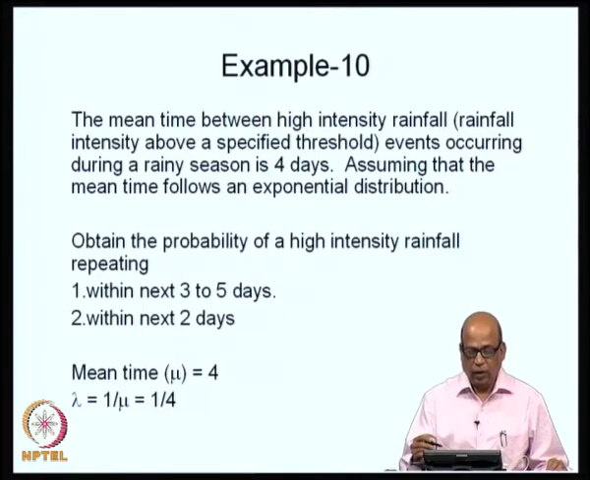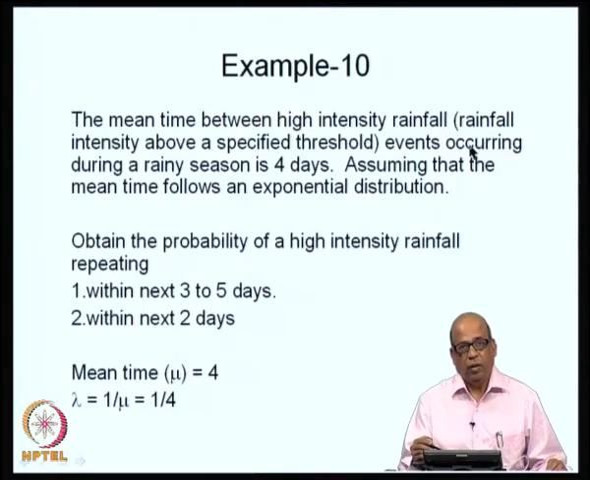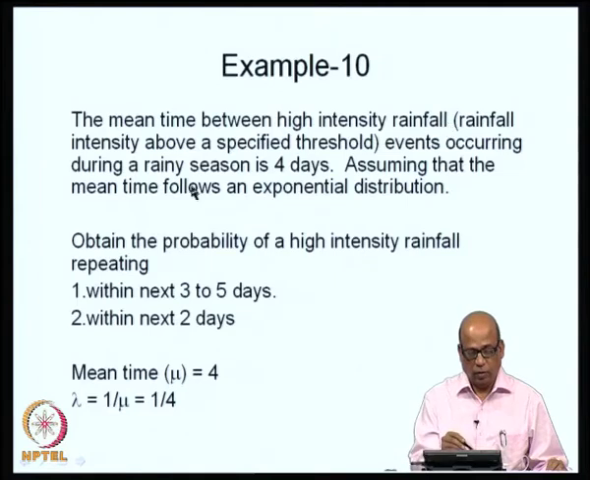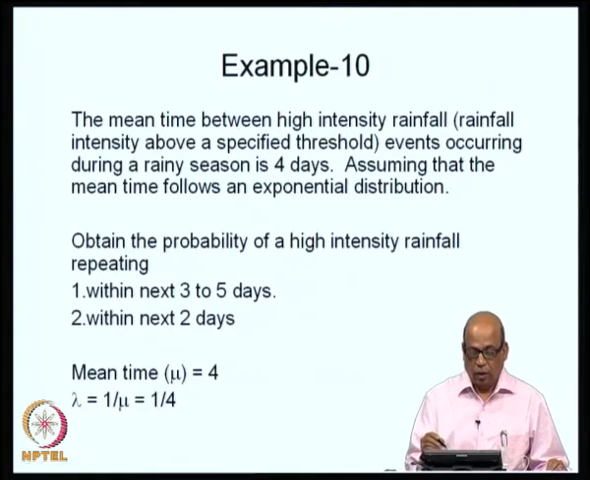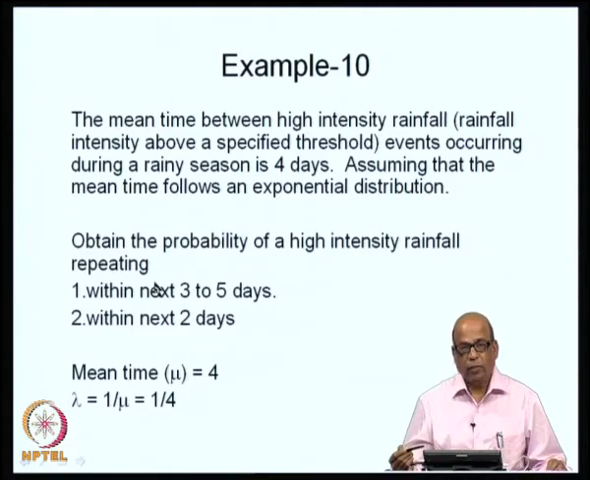The mean time between high intensity rainfall, as I said, rainfall intensity above a specified threshold, events occurring during a rainy season is 4 days. That is, we are talking about the mean time between high intensity rainfall is about 4 days in the rainy season. Assuming that the mean time follows an exponential distribution, obtain the probability of high intensity rainfall repeating within next 3 to 5 days or within next 2 days.